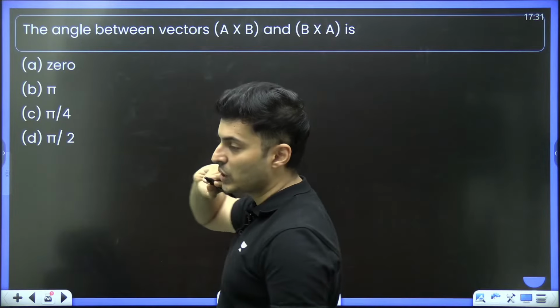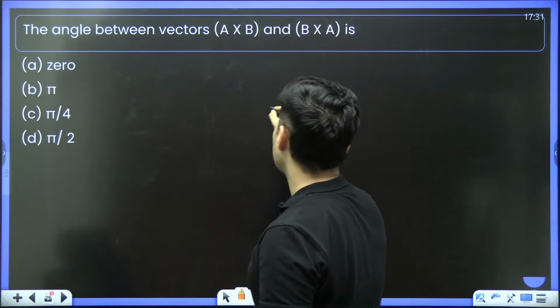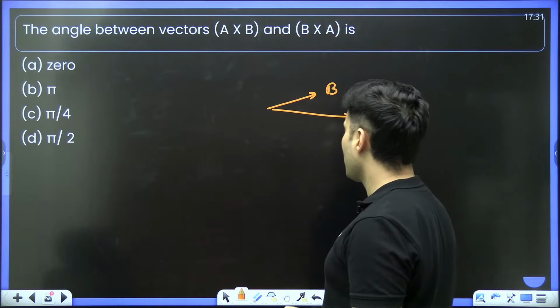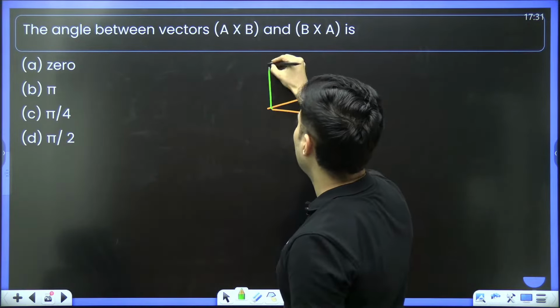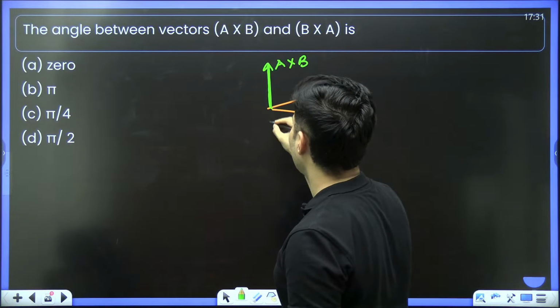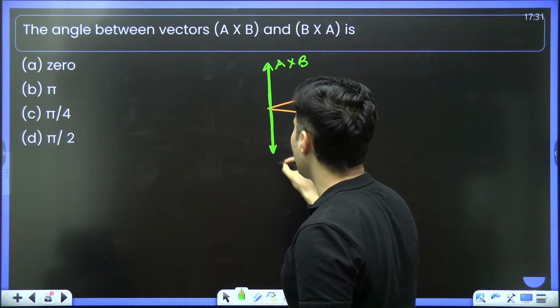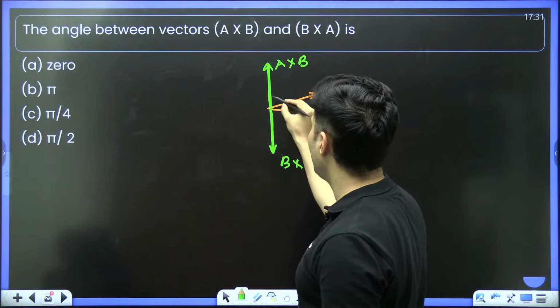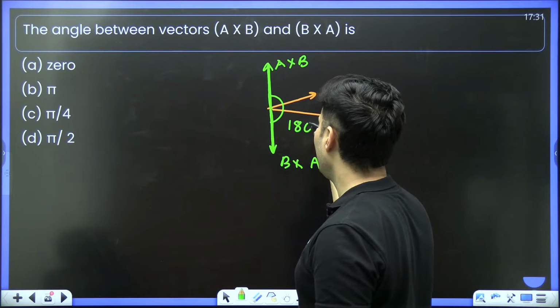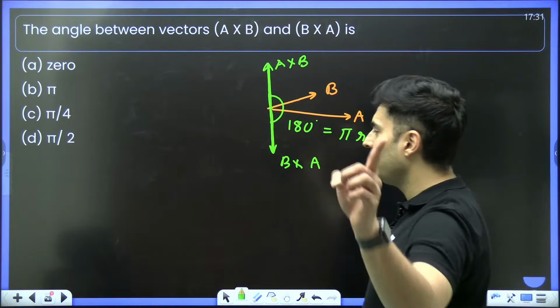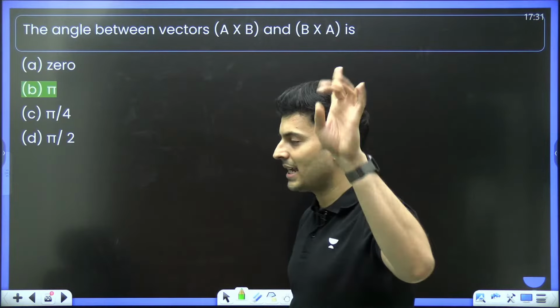A cross B and B cross A. What do you think? A cross B, my dear warriors, if A and B are vectors like this, A cross B vector will be in this direction, whereas B cross A will be exactly in the opposite direction. So what is the angle between them? 180 degrees, which is basically your pi radians. So pi radians is option B, exactly.